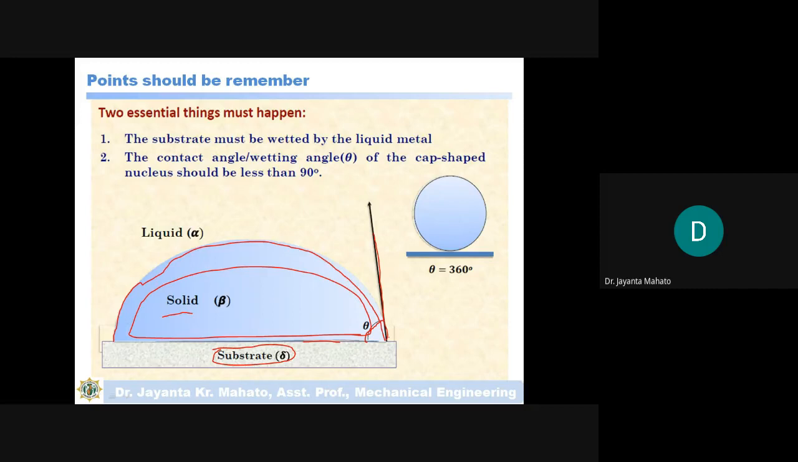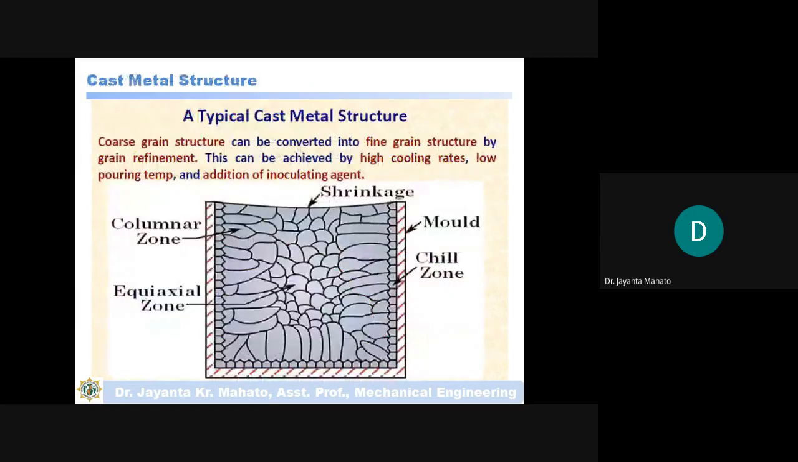This angle theta should be less than 90 degrees because of the surface tension of the forming solid, and to make it stable. Now this is a typical metal casting structure.